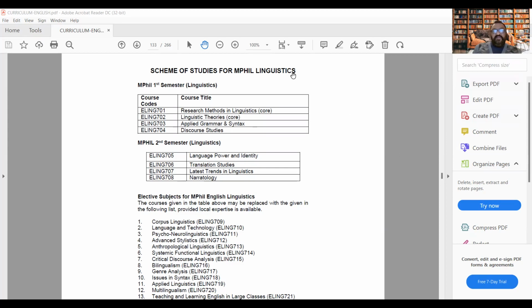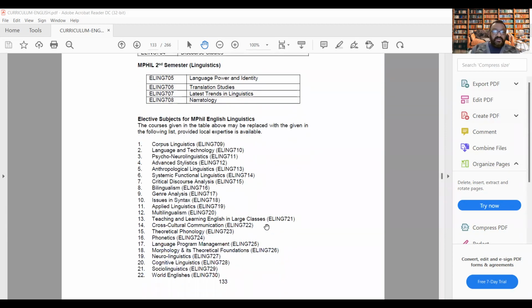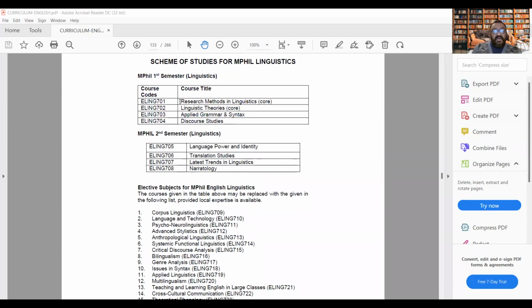Scheme of studies for MPhil Linguistics. This is for all. For example, if you want to do MPhil in Applied Linguistics, you will take these. If you want MPhil English Linguistics, then you have to choose some from the elective subjects here. The courses given in the table above may be replaced with those in the following list where local expertise is available. So you can take a subject from here, for example in linguistics, but that is the same. If you see, I took research methods in linguistics, that's the same.